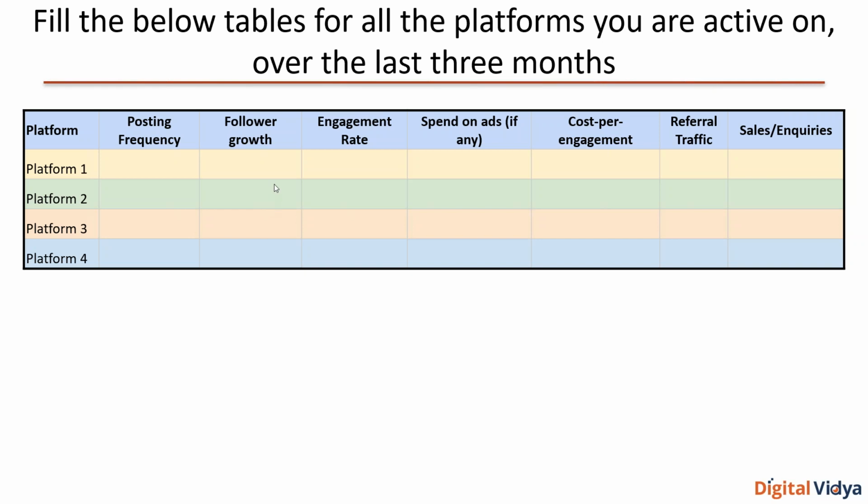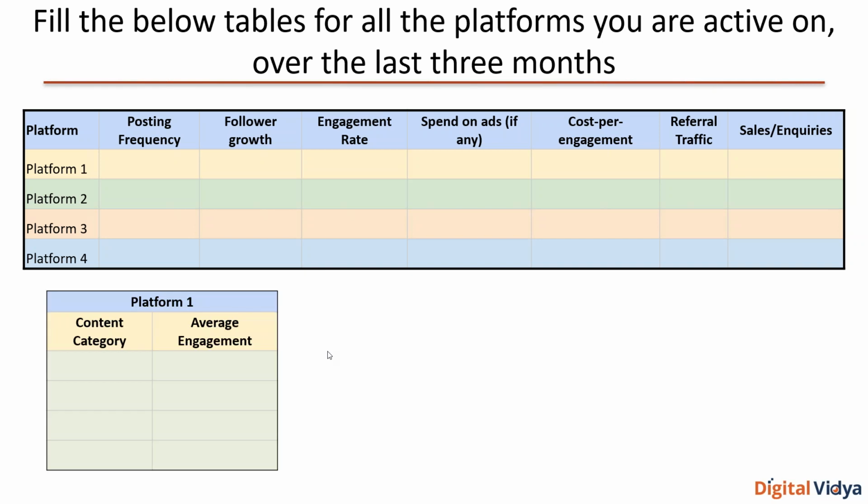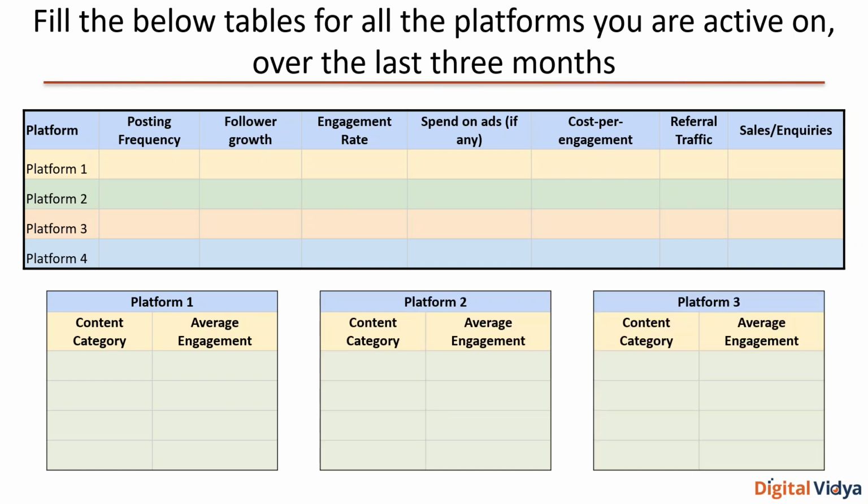When you go to Web Analytics, you'll learn how to look at Google Analytics and find how much traffic came from Facebook, Instagram, and LinkedIn, and how many conversions or sales came from each, right? Great, so you'd fill this table first. Then for each platform, you would put down which categories of content you're doing and what the engagement is for each. Let's say you're doing entertaining videos, or infographics, or posting links to blogs. Which content category got you how much engagement, right? So these are two tables that you would fill.